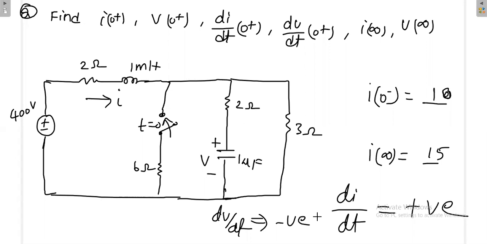Okay, so now we'll solve and see what answer we are getting. Initially di by dt will be positive, and dV by dt will be negative. Now we'll go by the actual procedure and see what is going to happen.